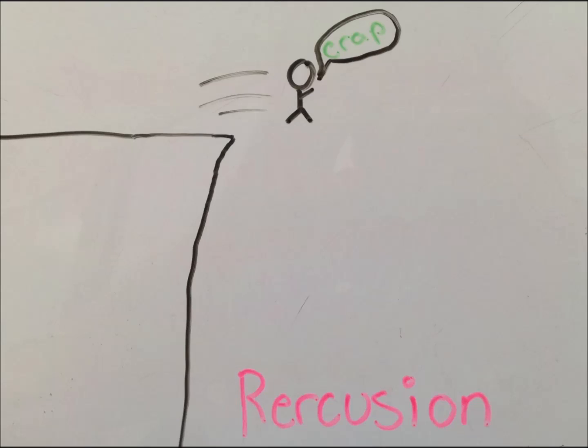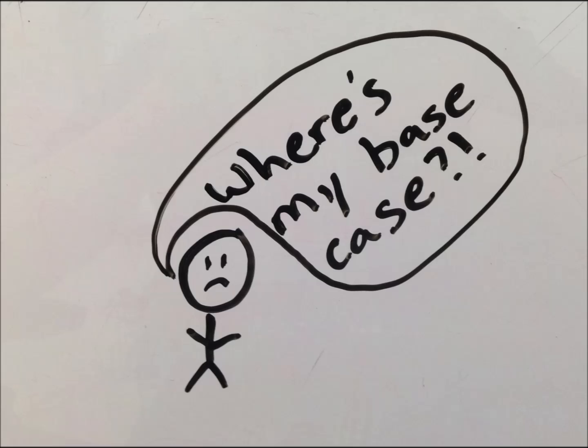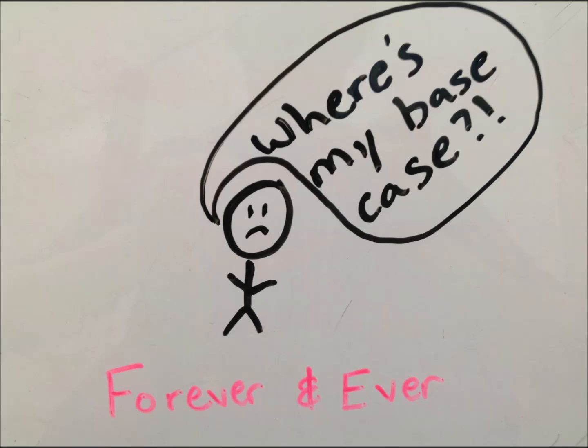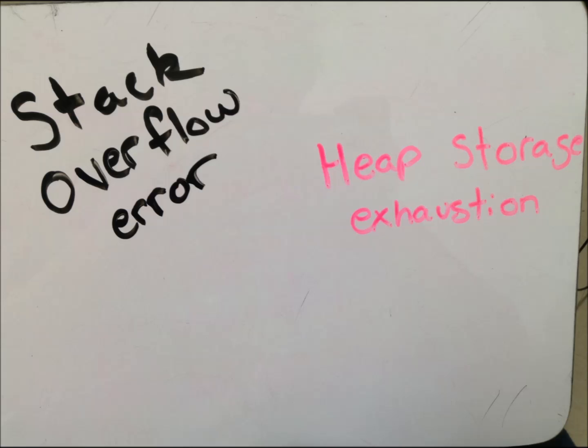Now beware of some pitfalls of recursion. If it never reaches the base case, the recursive call will continue until the computer runs out of memory and the program crashes and burns. The message stack overflow error, or heap storage exhaustion, indicates a possible rogue recursion.